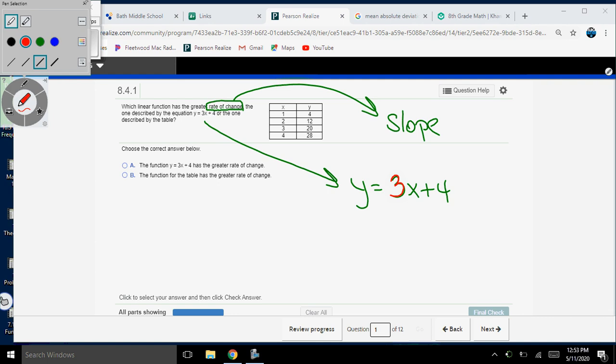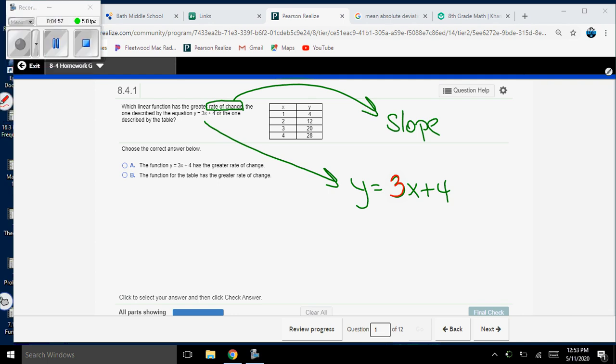If we take a look over here at the table, at that particular linear function, we have to take a look at our rise over run. In our situation, rise over run is what? We go up 8, and we go right 2.